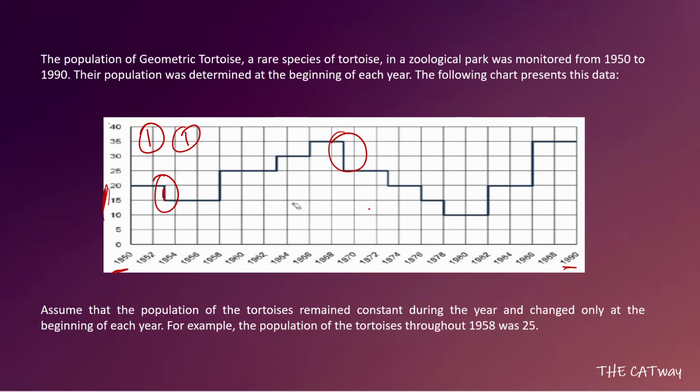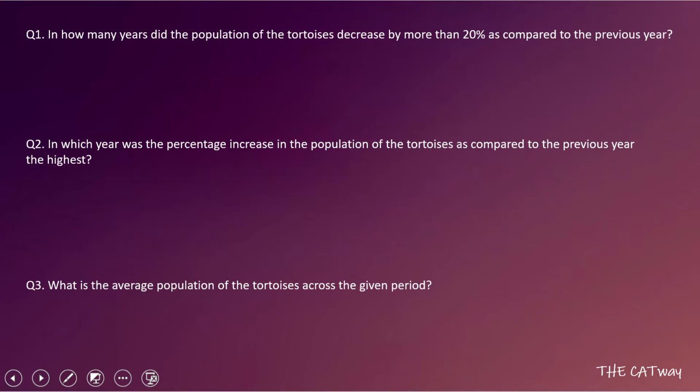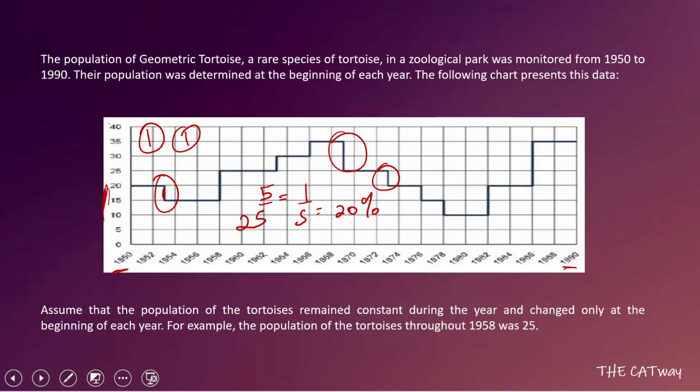Now let's move towards the next decrease. The next decrease happened over here where it decreased from 25 to 20. So there was a decrease of 5 over 25. That means the decrease was of 1 by 5, or you can say the decrease of 20%. So now the question arises, will we count this one? So move towards the question. The question says more than 20%. This is exactly 20%. So we will not count it because it is not more than 20%. We still have only two observations.